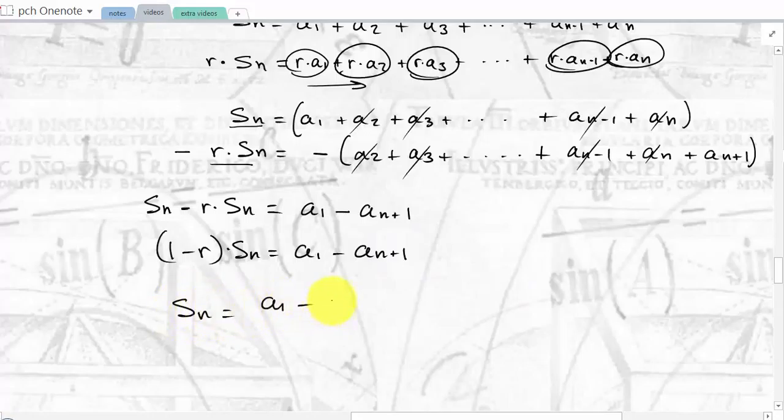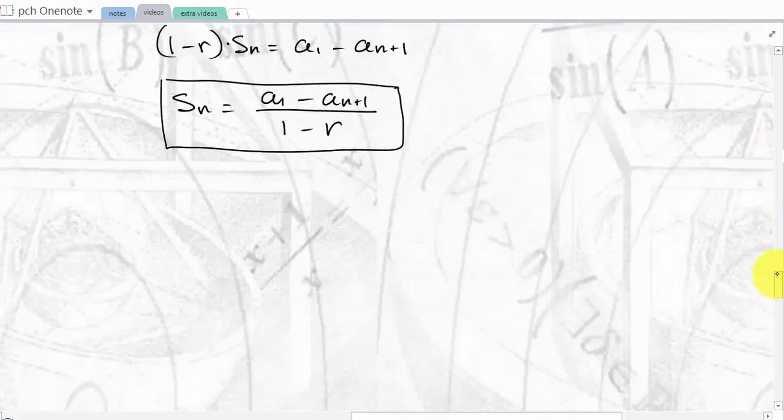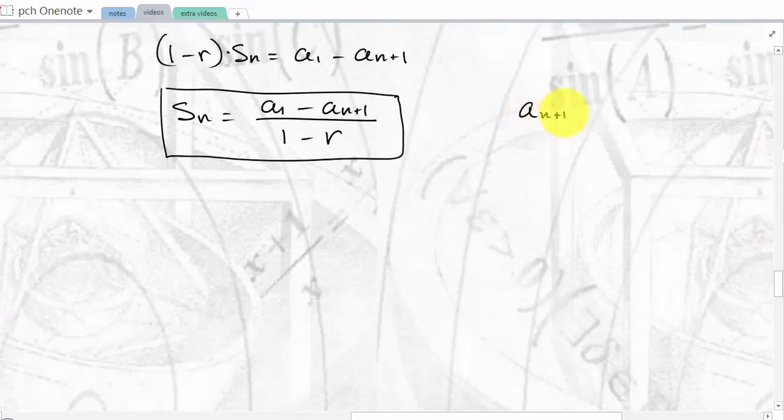Factor Sn, so you have 1 minus r times Sn equals a1 minus an plus 1. And so you have Sn equals a1 minus an plus 1 divided by 1 minus r. This is a fine formula, but actually we usually go further. An plus 1 equals a1 times r to the power of n plus 1 minus 1. N plus 1 minus 1 is just n right here.